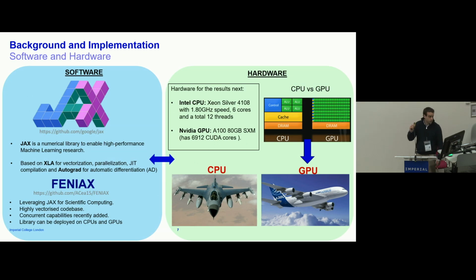Now, in terms of software and hardware, we are using JAX, which is a numerical library to enable high-performance machine learning, but we are leveraging JAX for scientific computing. As I said, it's a very highly vectorized code base, has concurrent capabilities now. It can be deployed on CPUs and GPUs. And in terms of the hardware, this is the HPC that we are using: Intel CPUs and the NVIDIA A100 GPU running on the Imperial cluster.